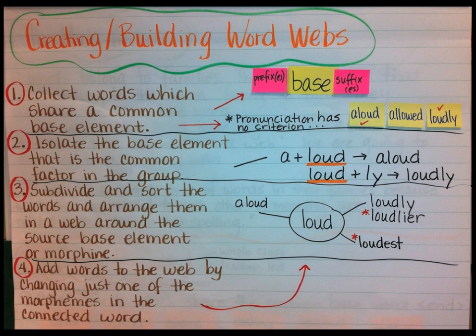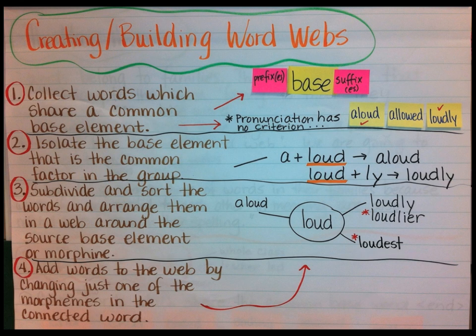To create and build a word web, and we're going to get into this more throughout the theme, the first thing to do is to collect words which share a common base element. And of course, we've been working hard on this, having students isolate the base from the prefixes and suffixes, and recognizing that pronunciation has no criterion. You can see of the three words there, the first one, A-L-O-U-D, and A-L-L-O-W-E-D, aloud, L-O-U-D-L-Y. You can see the connection there, and the two words that I put the check mark would be the ones that would be in a word web together.